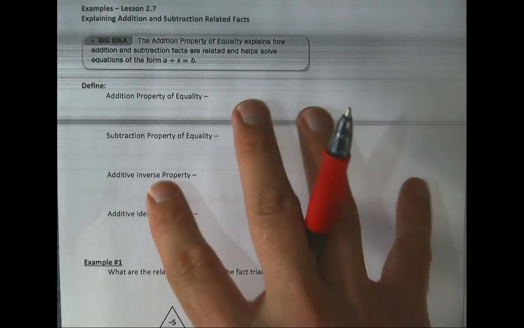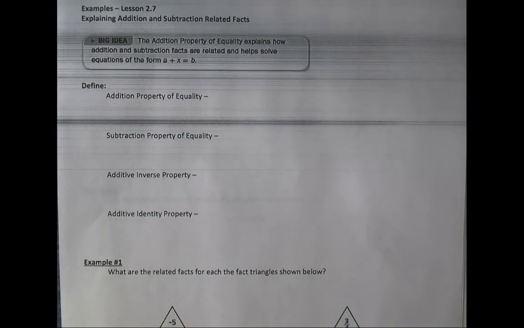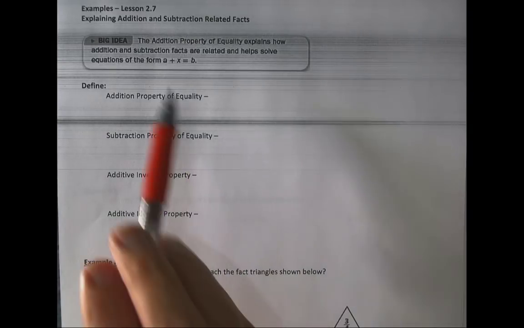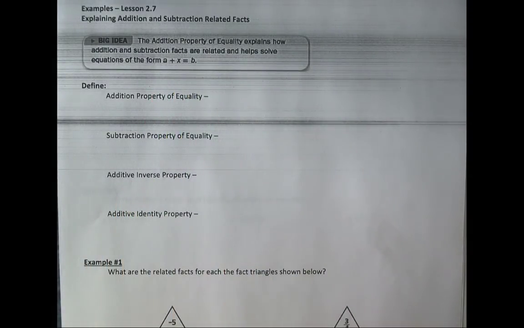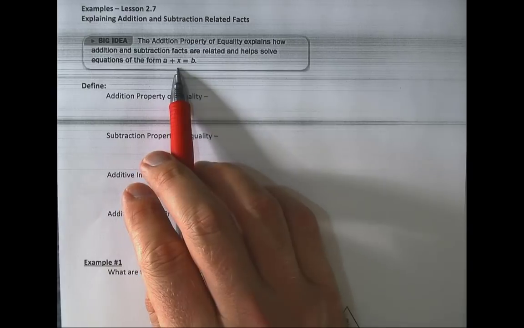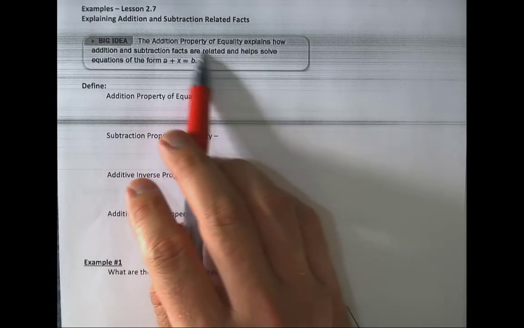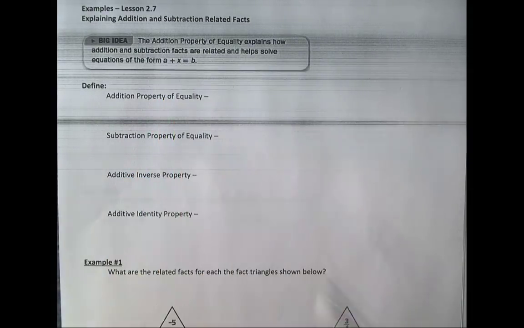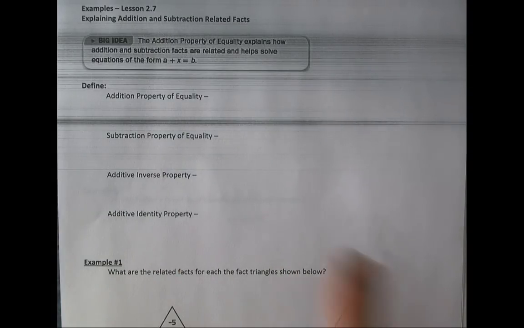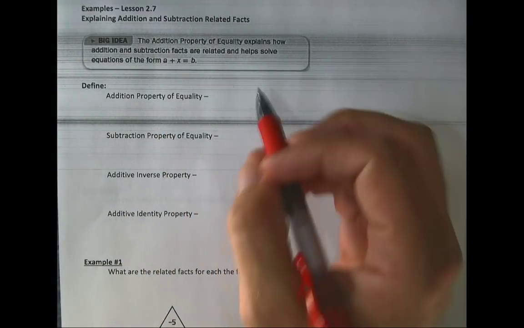So starting with 2.7, we're going to be looking at the addition property and the subtraction property of equality. So that's our big idea. The addition property of equality explains how addition and subtraction facts are related, and it helps us solve equations in the form a plus x equals b, which is a one-step equation. Okay, so we know how to solve these already. We're going to kind of just work through it. So you should already have these copied down, but let's talk through them.